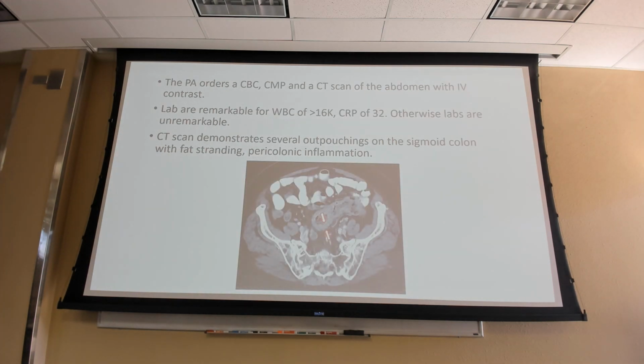All right. So we order CBC, CMP, CT scan with IV contrast. Got a leukocytosis, CRP is elevated. And then we got the CT scan with several outpouchings on the sigmoid, the fat stranding, pericolonic inflammation. What do we think's causing this? Probably diverticulitis, right? Got that left lower quadrant pain, fever, elevated white count. Didn't have any GI bleeding, or wasn't complaining of any GI bleeding.